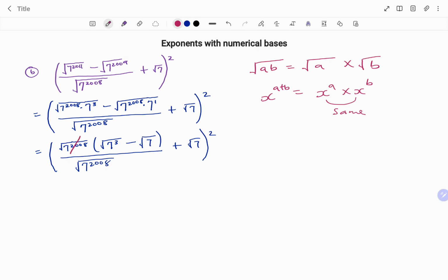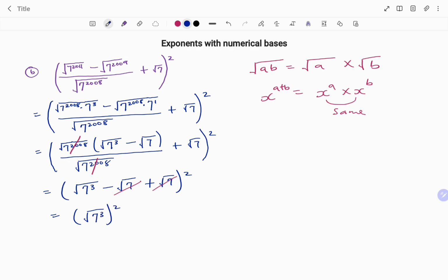Simplifying, this cancels, this goes here 1. I have in bracket root of 7 cube minus root of 7 plus my root of 7 all squared, minus 7 root of 7 plus square root of 7, that cancels. I'm left with in bracket root of 7 cube all squared.